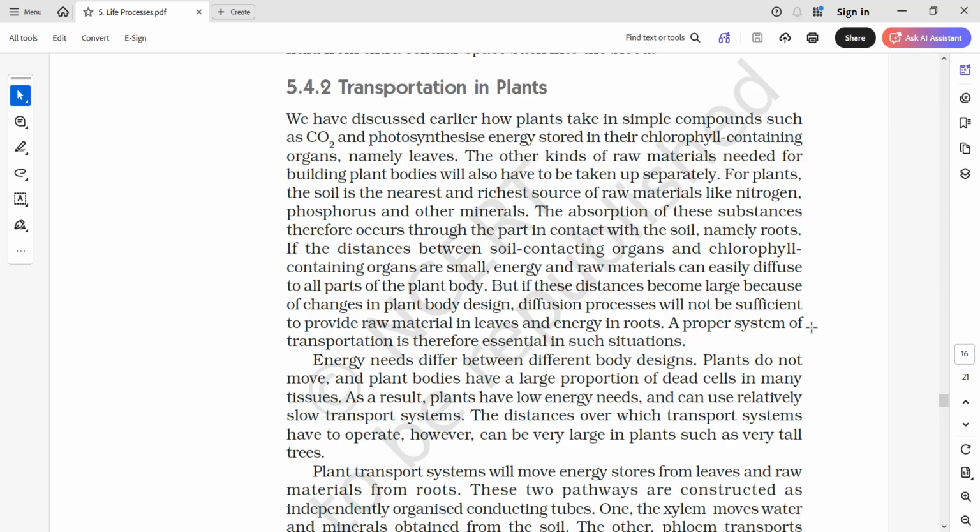So in the previous lecture, we discussed transportation in human beings. Apart from this, we have seen that in fish we have two chambers in the heart, in reptiles we have three chambers, and we human beings have four chambers.